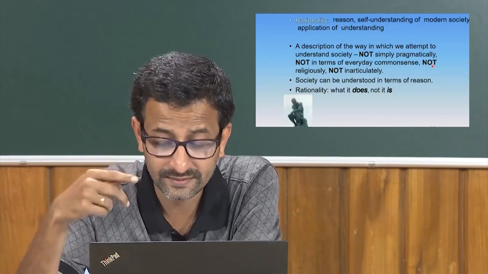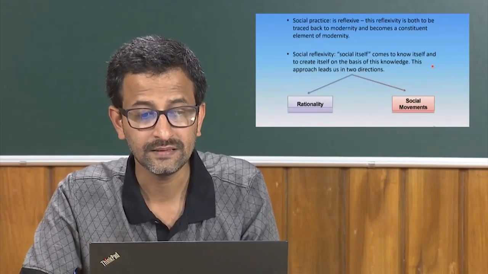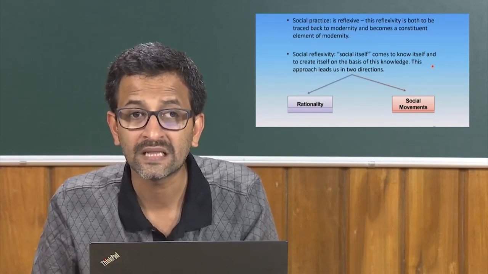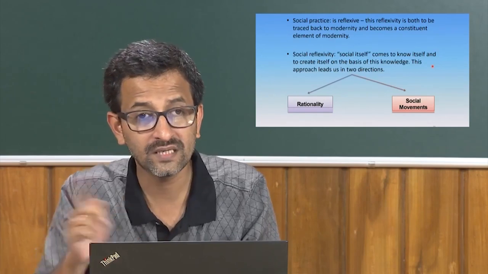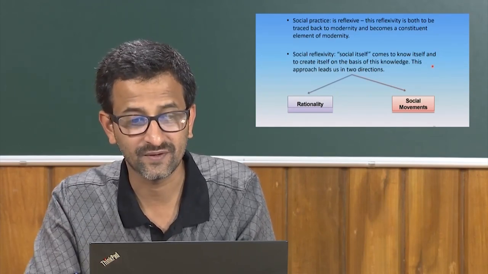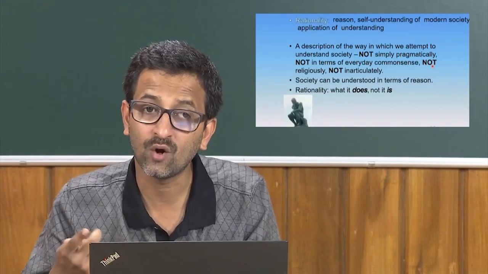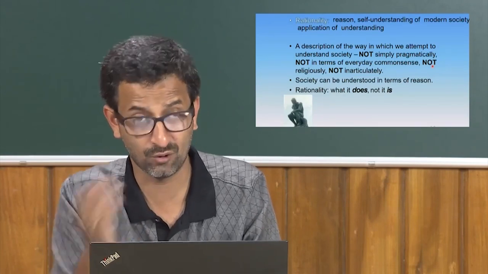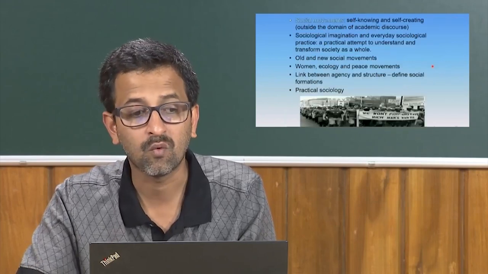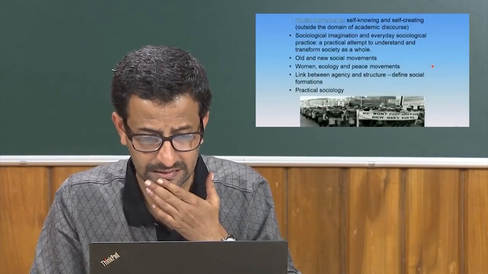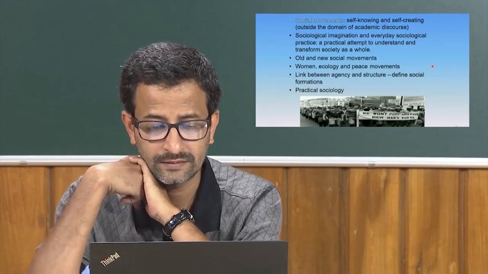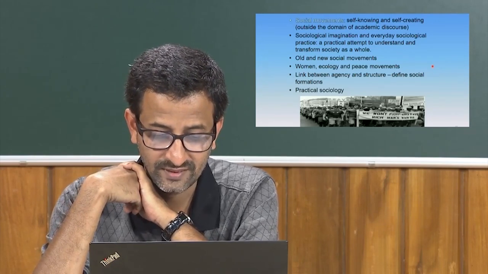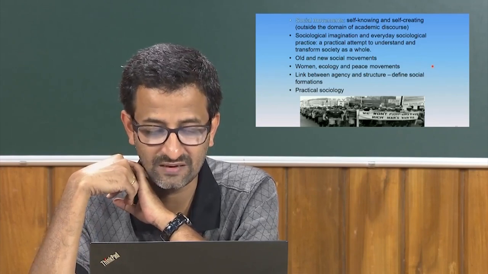As I have already said, society itself comes to know itself and to create itself on the basis of this knowledge, on social reflexivity, and this approach leads us in two directions: one is rationality and the other social movements. If rationality is what it does and not what it is, and rationality suggests that society can be understood in terms of reasoning capacity, in terms of understanding, and not only understanding but also the application of understanding, then what do social movements signify? The other implication of the statement that modern society at least is self knowing and self creating is that we need to specify what this implies outside the narrow field of academic sociology.